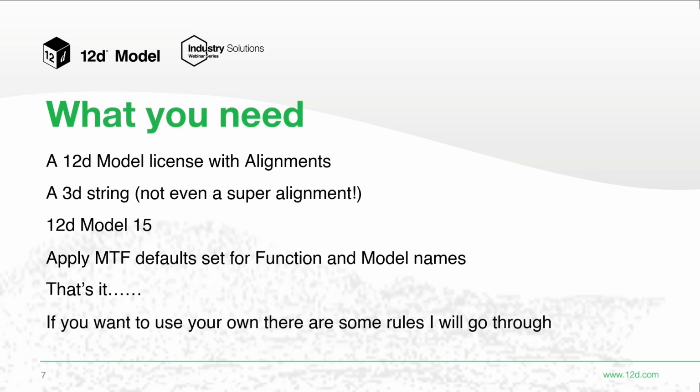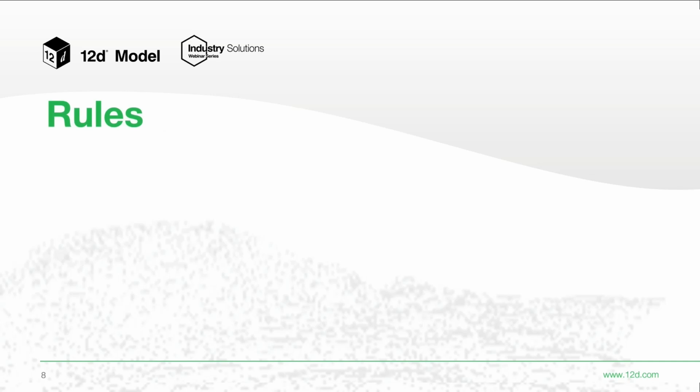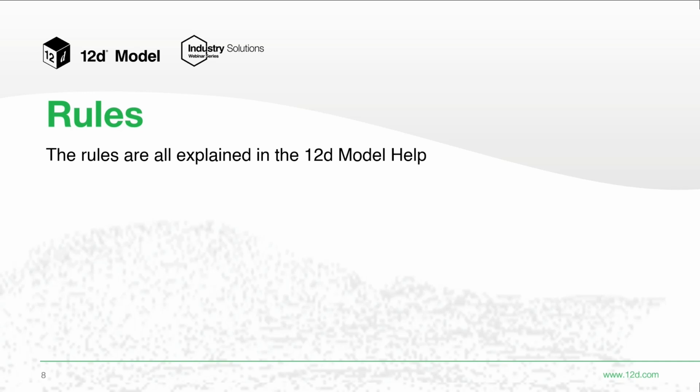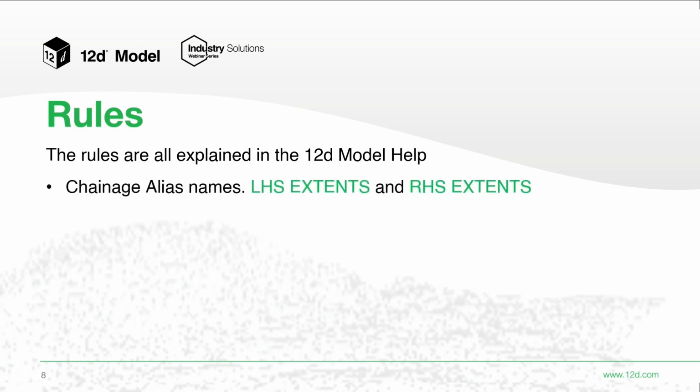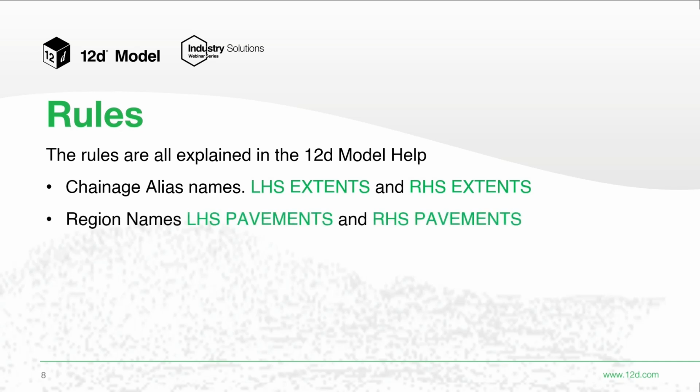If you want to use your own seed files, then there are some rules that I'll go through. There's only 2 rules, and they're all explained in great detail in the 12D model help file. First one is change alias names. If you want to use the quick design tools and you want to use the start clean and the end clean, then you have to have aliases called LHS extents and RHS extents.